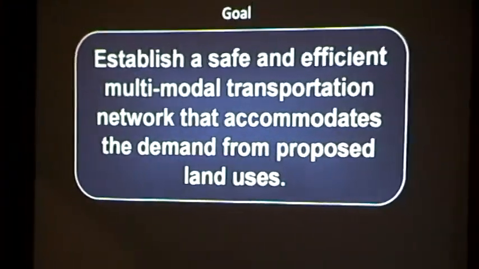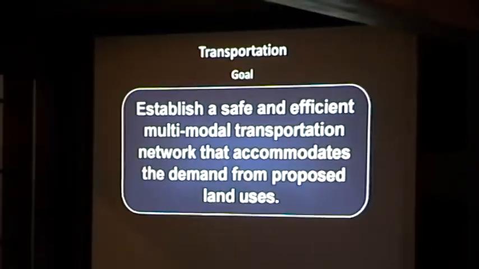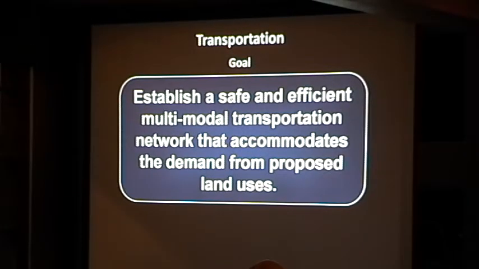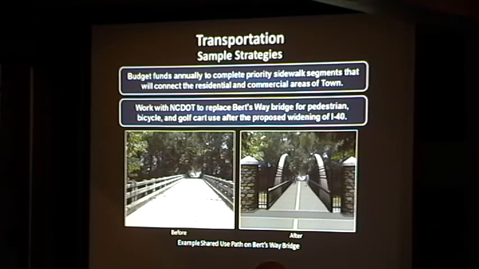The goal is to establish a safe and efficient multimodal transportation network that accommodates the demand from proposed land uses. Some of the sample strategies for this include to budget funds annually to complete priority sidewalk segments that will connect the residential and commercial areas of town. You'll see that on the map that I show on the next slide. And then work with NCDOT to replace the Burt's Way Bridge, which is just back here in the backyard of the barn, for pedestrian, bicycle, and golf cart use after the proposed widening of I-40.